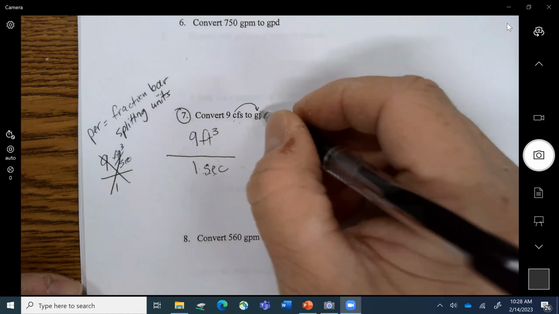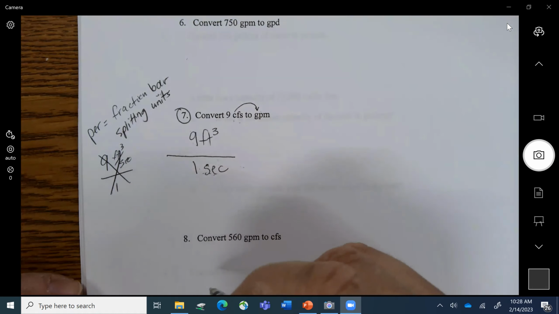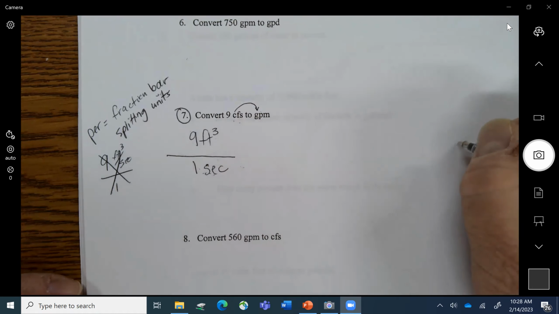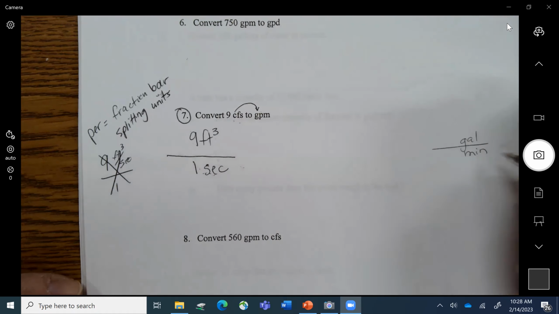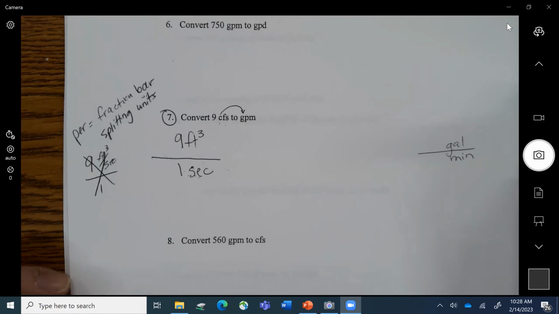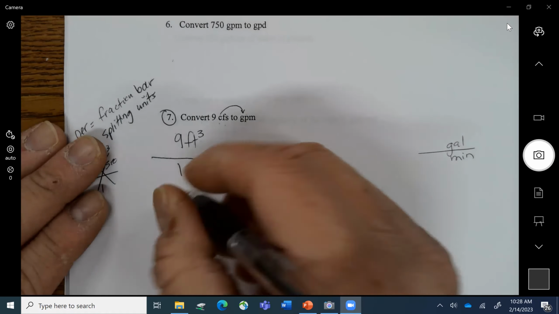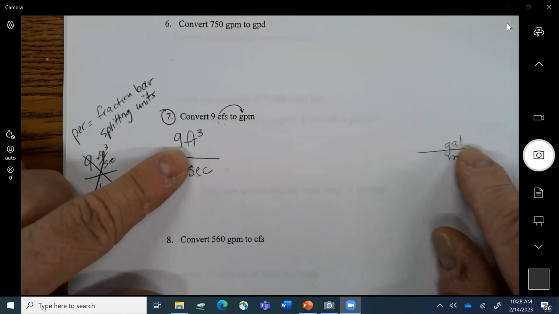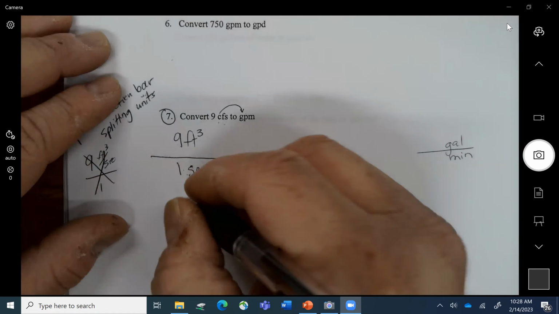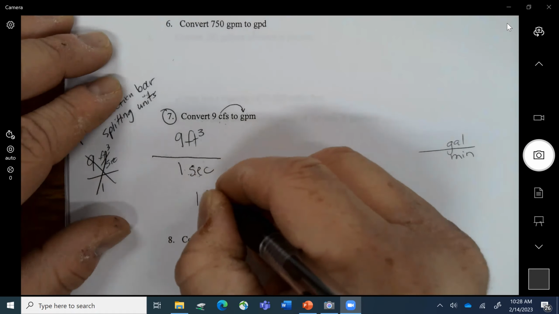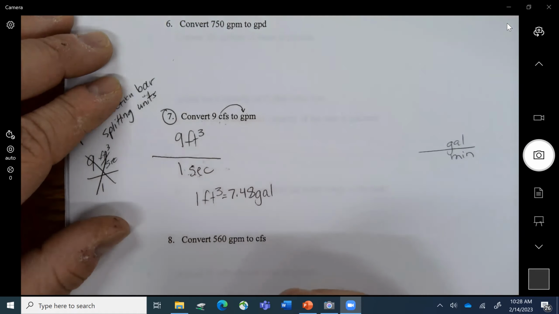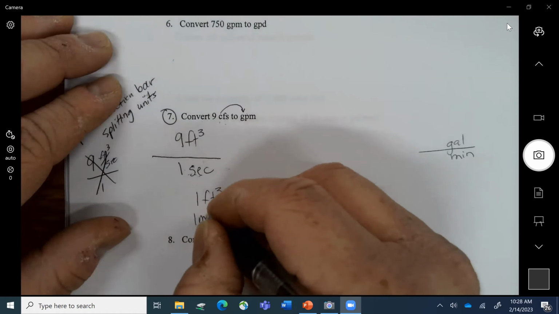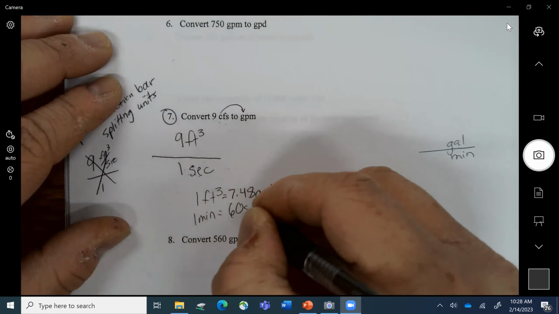All right, well, I need to get this to gallons per minute. So that unit is going to look something like this. Do those match? Not at all. So now you got to think about conversion factors. I got to get cubic feet to gallons. Well, I know that one. 1 cubic foot equals 7.48 gallons. And I need to get seconds to minutes. Well, I know that 1 minute equals 60 seconds.